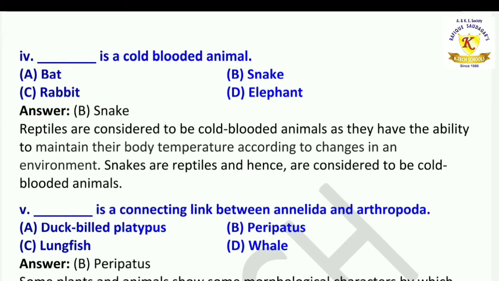Next, fourth one, dash is a cold-blooded animal. Options are bat, snake, rabbit, elephant. Yes, the answer is option B, snake. Reptiles are considered to be cold-blooded animals as their body temperature changes according to the changes in the environment. Snakes are reptiles and hence are considered to be cold-blooded animals.